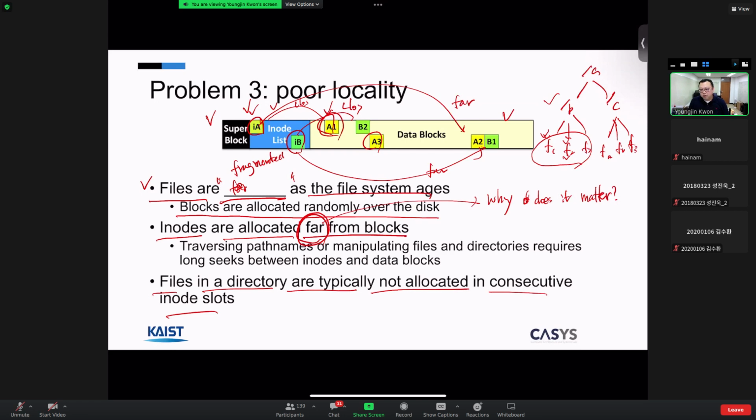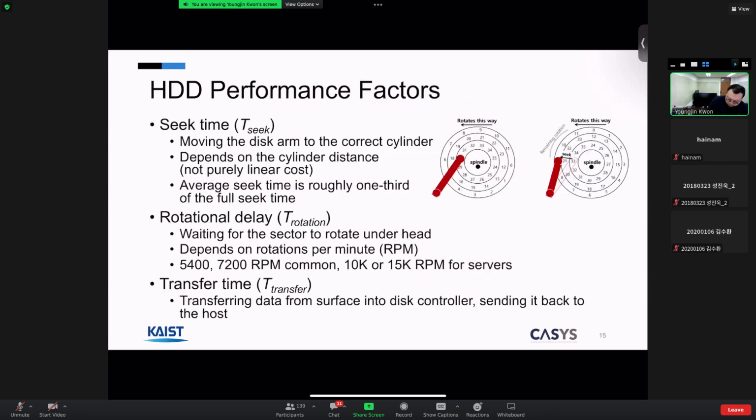Why does it matter? Okay. This is related to this time. This is a new slide edit, but if you look at the storage slide, I added this one just for explanation. If you look at the hard disk, there are three important factors that affect performance.